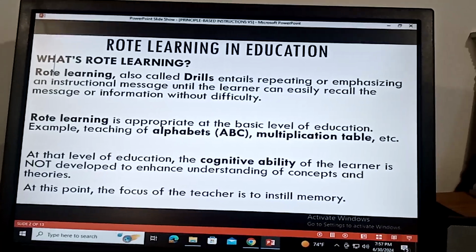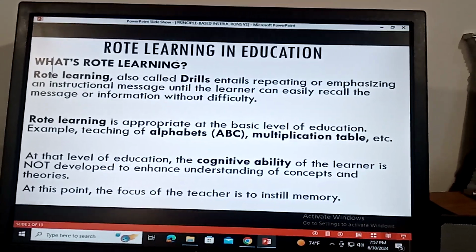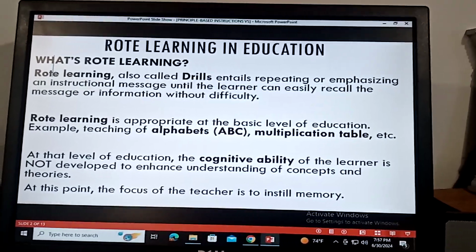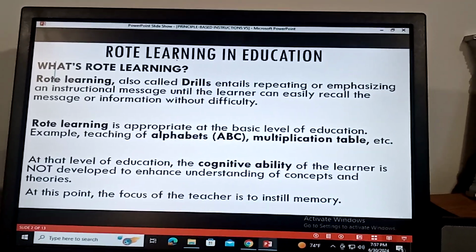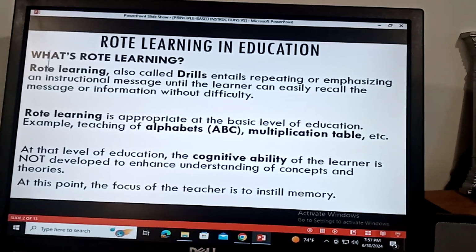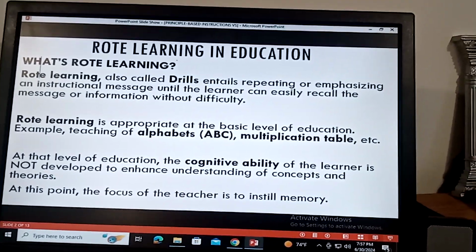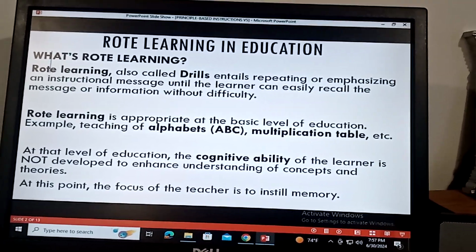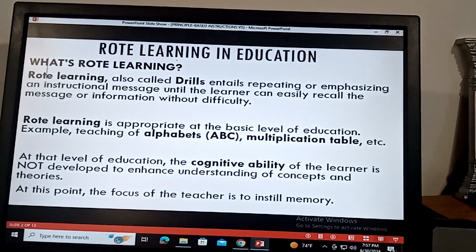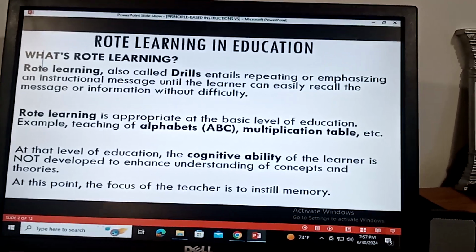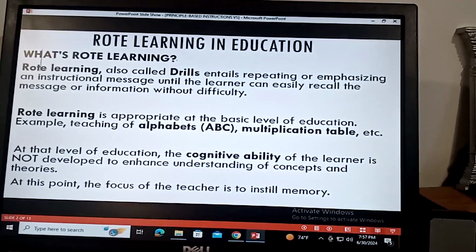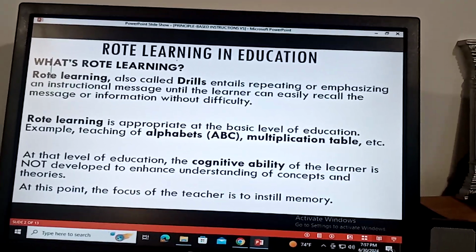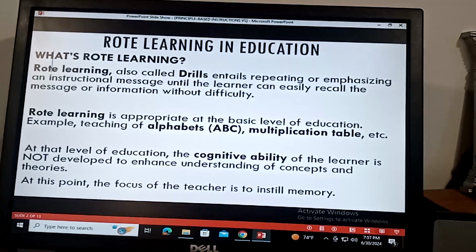What is rote learning? Rote learning, also called drills, entails repeating or emphasizing an instructional message until the learner can easily recall the message or information without difficulty. Again, rote learning, also called drills, entails repeating or emphasizing an instructional message until the learner can easily recall the message or information without difficulty.